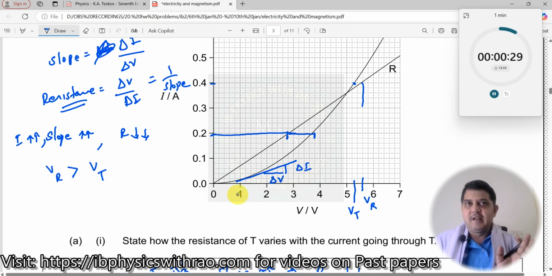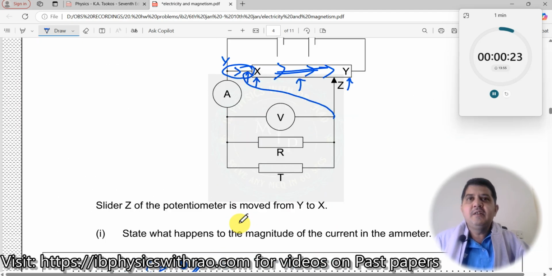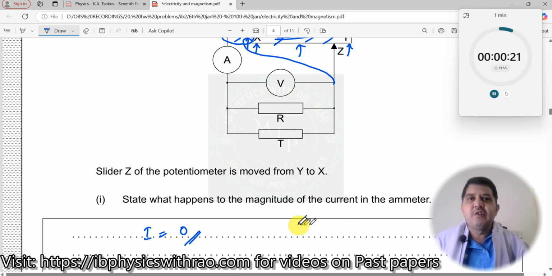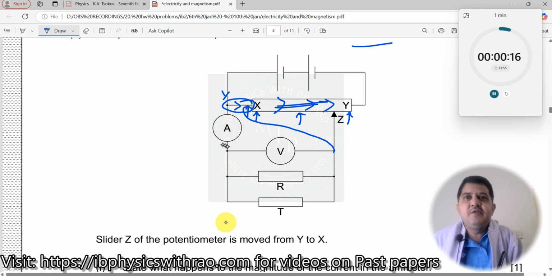That is completely incorrect. Okay, don't do this. Let us read the question properly and understand what's happening. Now, when the current in the ammeter is 0.2 ampere, where is it here? This value is 0.2 ampere.